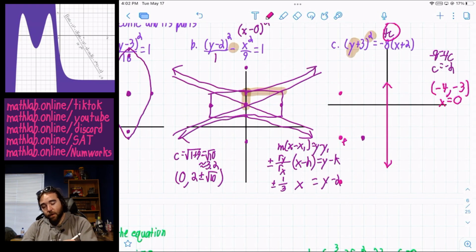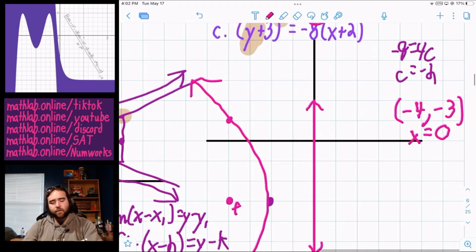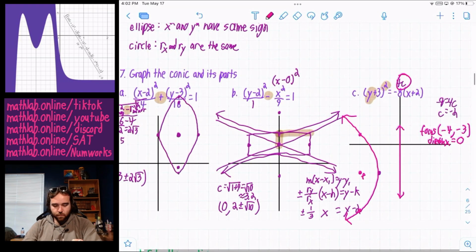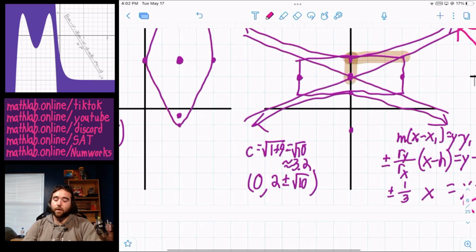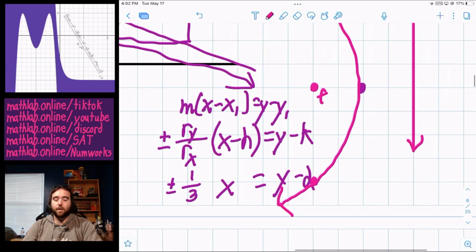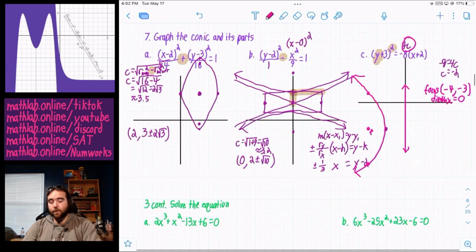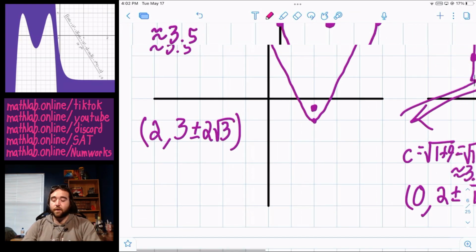Down 4. And that's our parabola right there. And we found everything. The parts we got to find for a parabola are the focus and the directrix. The parts we had to find for the hyperbola were the focus, foci, and the asymptote equation. The parts we had to find for the ellipse were the foci.